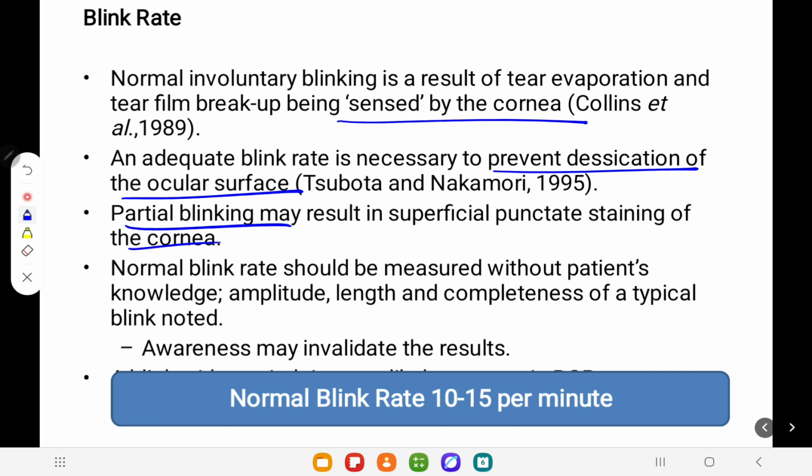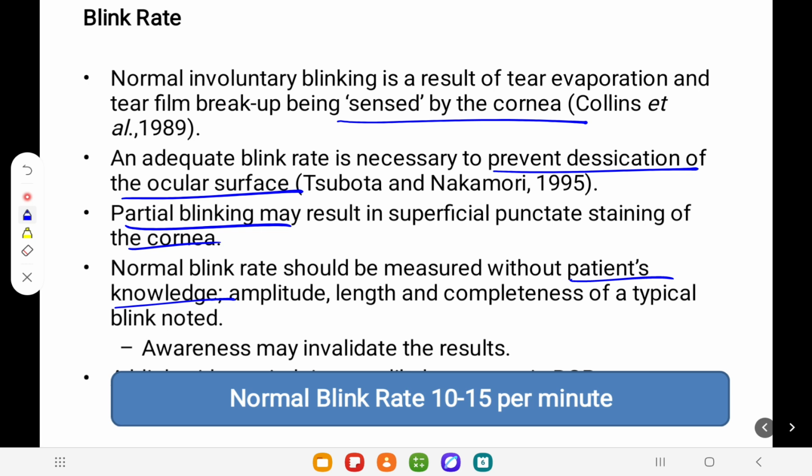Normal blinking rate should be measured without the patient's knowledge. Don't tell your patient that you are measuring the blinking rate, because if you tell them, they will be conscious of their blinking. It's like disguising something. You don't tell your patient that you are measuring the blinking rate.